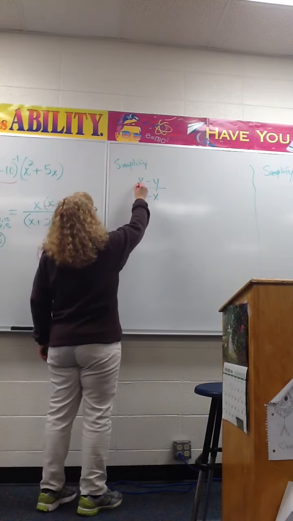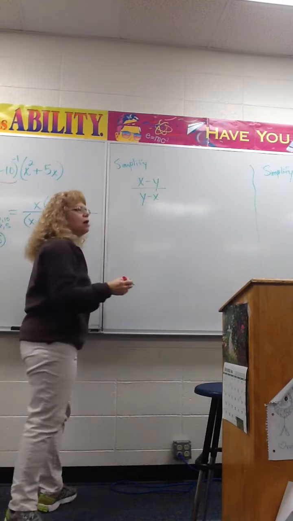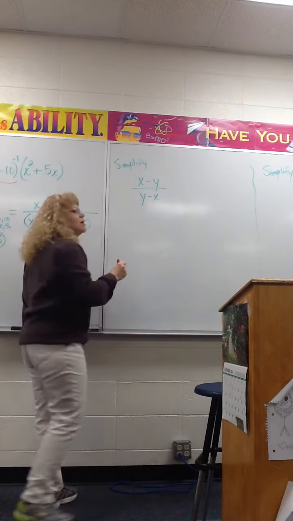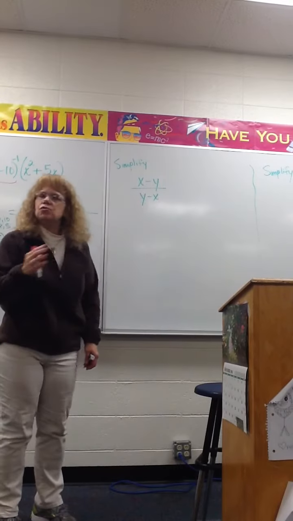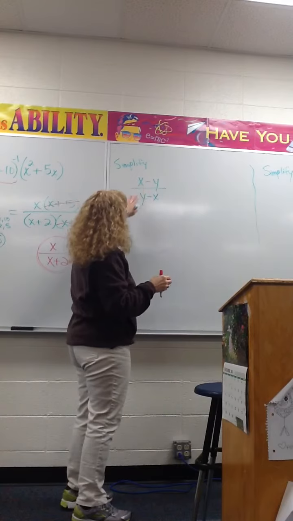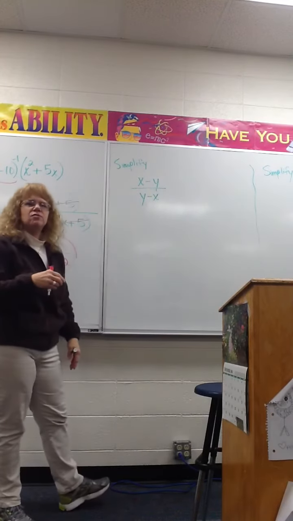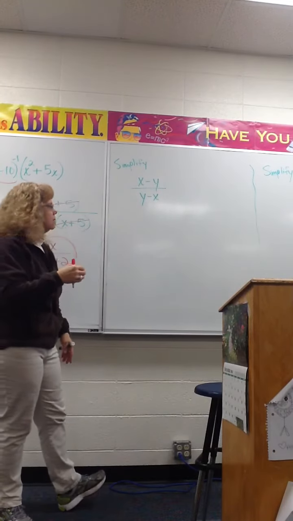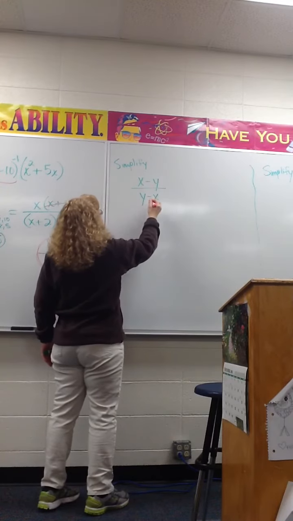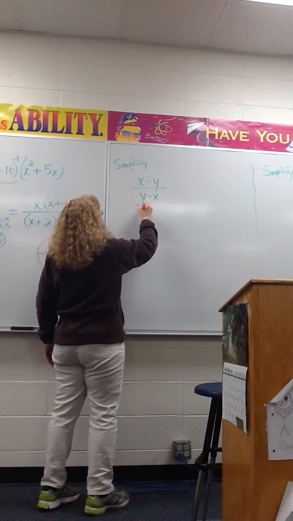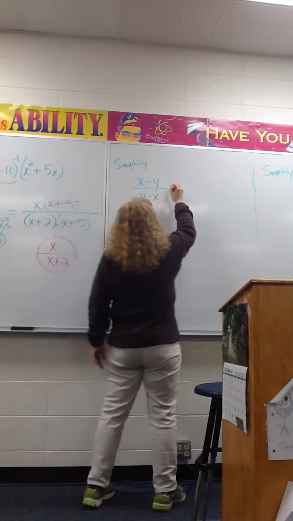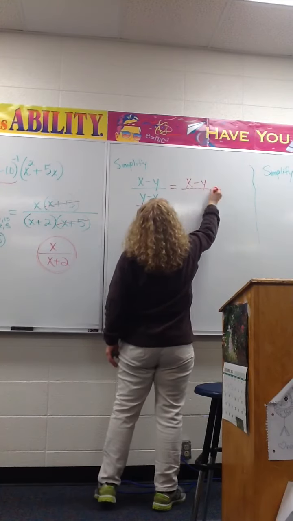Do you see x, positive, negative? They're opposites. Do you see the y, negative, positive? They're opposites. The little trick only works if both are opposites. So what we're going to do is flip this around so they're in the same order. I'm going to put the negative x first and then the positive y. So at least now they're in the same order.